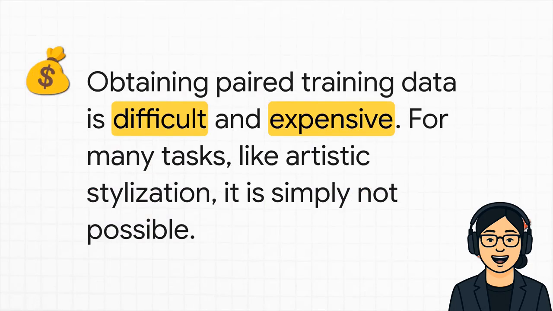I mean, getting that paired data is incredibly hard, sometimes impossible. Just think about it. How would you find a photograph and a Monet painting of the exact same landscape captured at the exact same second? Or find a picture of a random building and its perfectly matching architectural blueprint? For tons of creative ideas, you just can't get that kind of data.